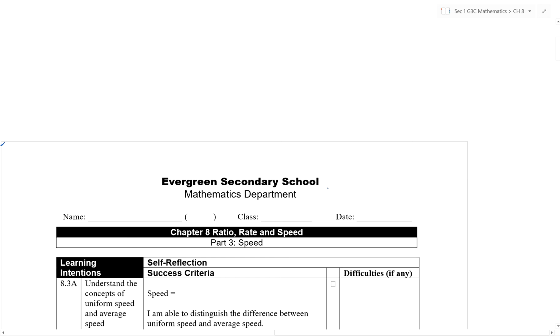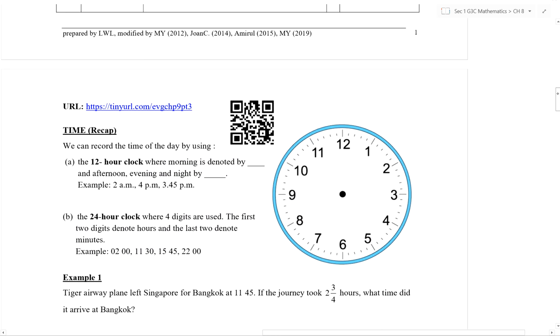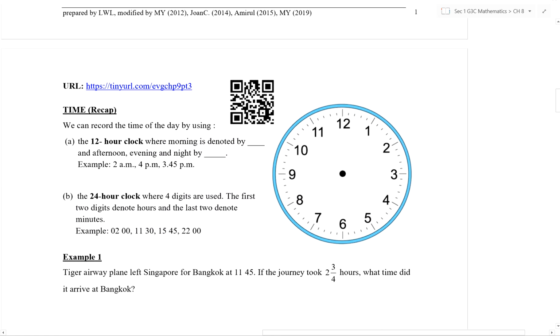Today's lesson is on Chapter 8, Part 3 on speed. We are familiar with speed from primary school already, but we still need to do a quick recap on how we write the two components, time and distance. So for the first one, time, we have a few different ways of writing it.